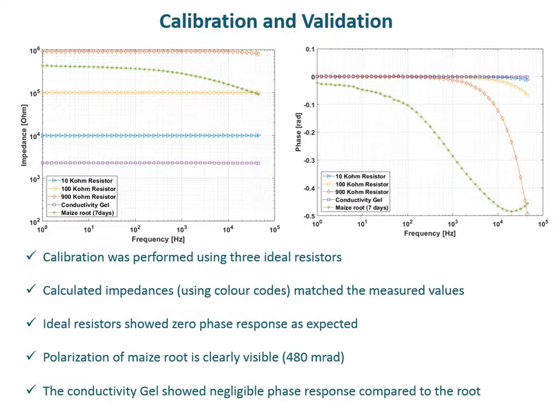But you see for the root, this is actually a maize root. What you see here is there is polarization from the low frequency, and it peaks at the high frequency. So we can see that the polarization of the root segment is clearly visible from here. The polarization of the maize root is about 480 millirad. And this is huge when you look at the response of other earth materials, because the range that is usually observed is between 0.2 and 20 millirad. But here we are talking about 480 millirad.